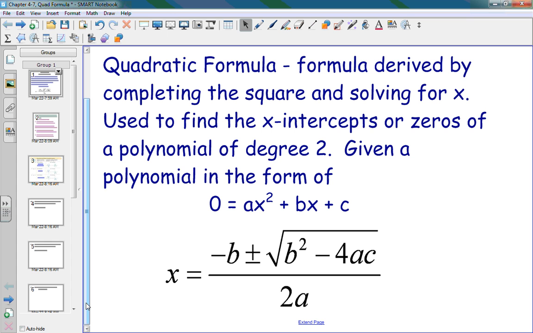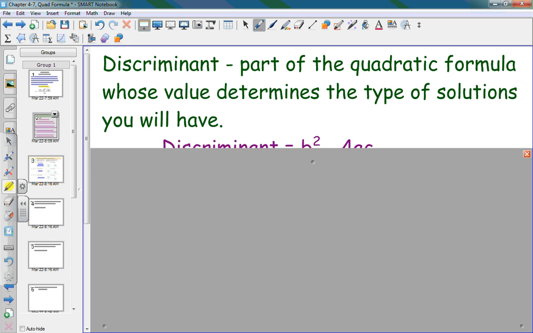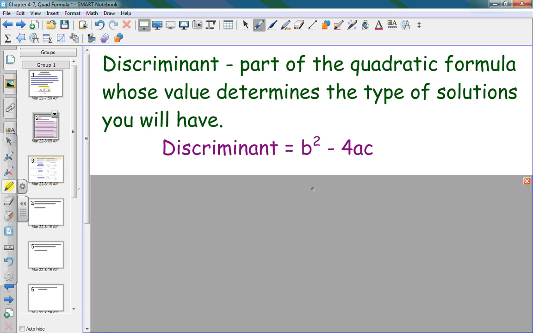This will let you solve anything that is degree 2. But the kicker is it has to be in the form of ax squared plus bx plus c. If it's not, you can't use the formula. So, discriminant. The discriminant is the junk underneath the square root. It's the part of the quadratic formula that is underneath the square root.